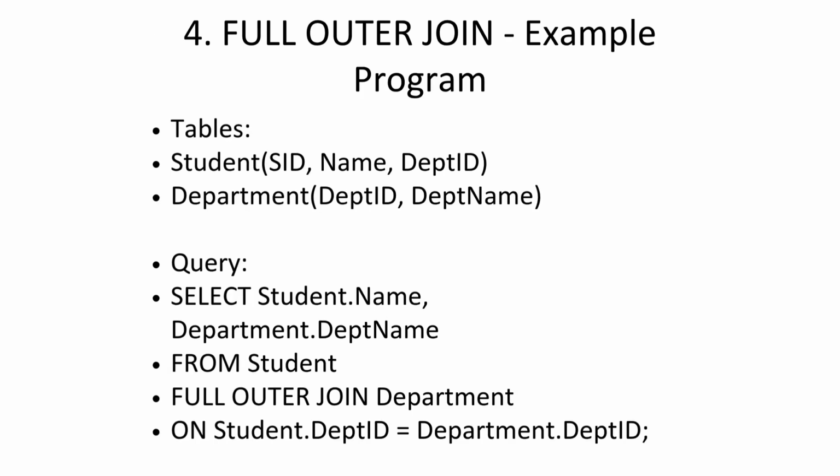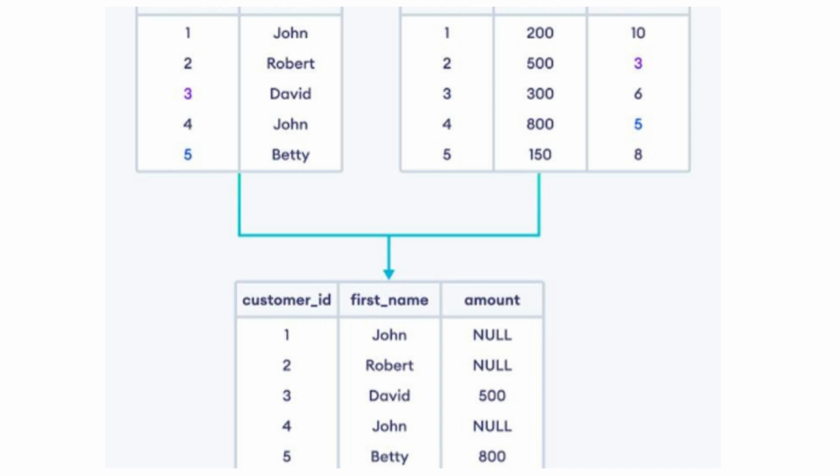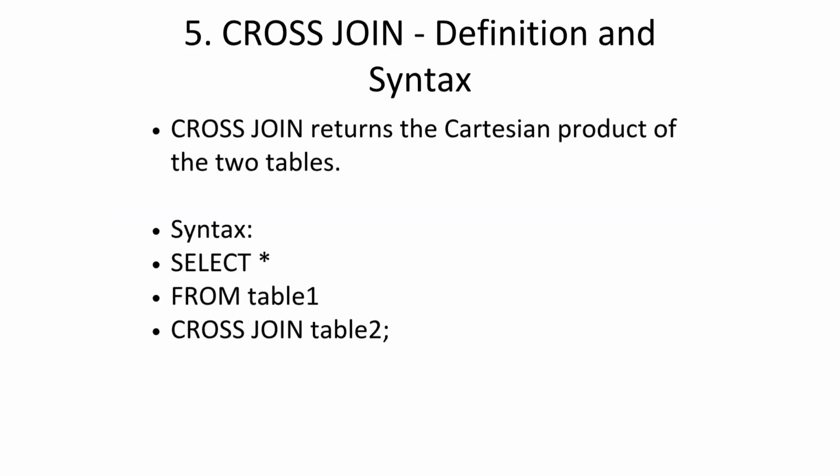Full outer join example program. Here is an example. Select student.name, department.departmentname from student full outer join department on student.departmentID = department.departmentID; This returns all students and all departments, whether or not they match. It is ideal for reporting and audits where no data should be left out.